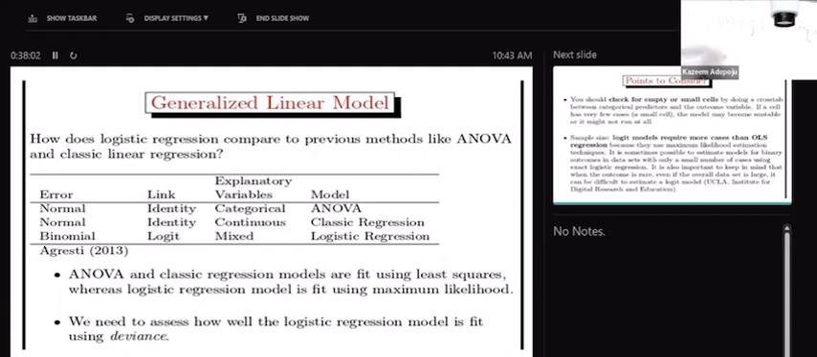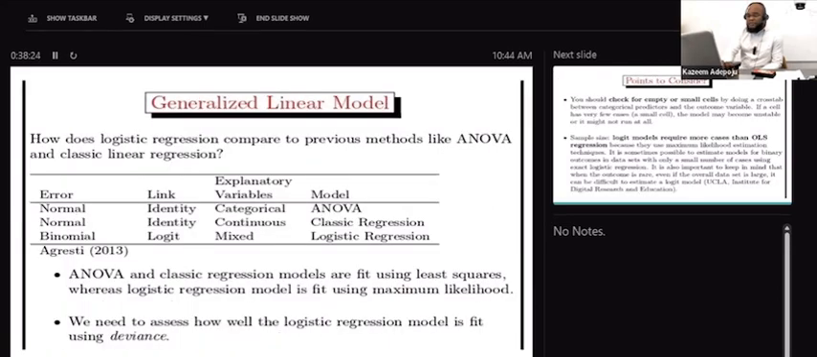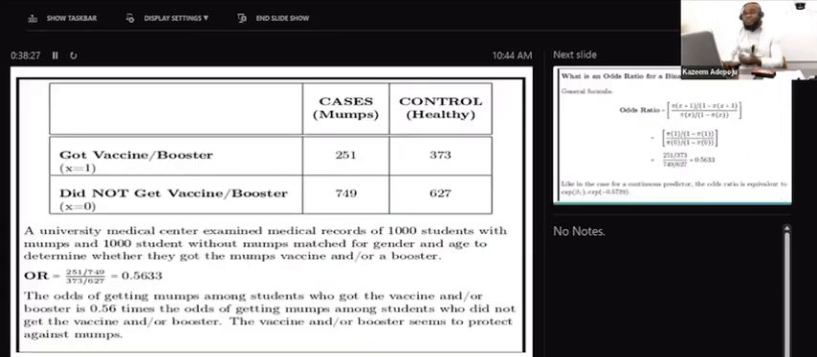Okay, now take a look at what I'm saying. I said, point to consider. You should check for empty or small cell by doing a crosstab between the categorical variable predictor and the outcome variable. If a cell has a few cases, the model may be unstable. What we're trying to say is that we need to have more cases. More cases here is more or less like go into the population, take a large sample. Those who have the disease and those who do not have, don't just take small. Does that make sense? That's what it means. Otherwise, it will be unstable and you're going to mislead.